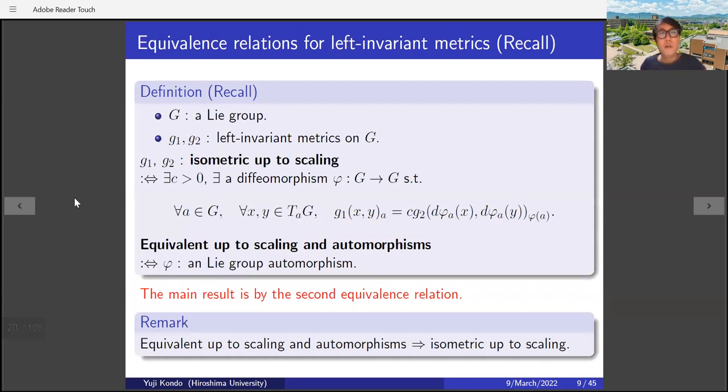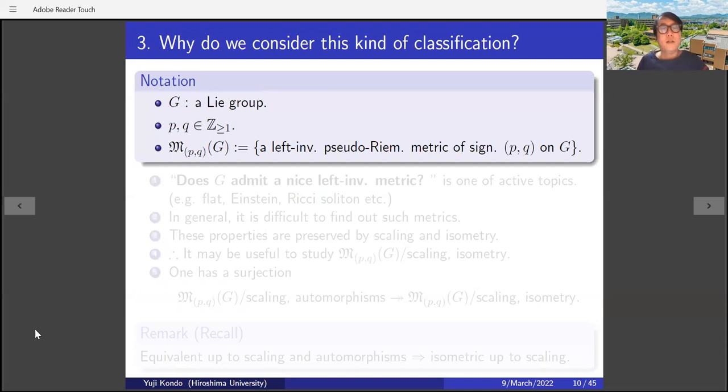So this is a recall of the equivalence relation, and the main result is given by the second equivalence relation. Let me emphasize why we consider this kind of classification. Let G be a Lie group, and P and Q be positive integers. We denote by MPQ(G) the set of left-invariant pseudo-Riemannian metrics of signature (P, Q).